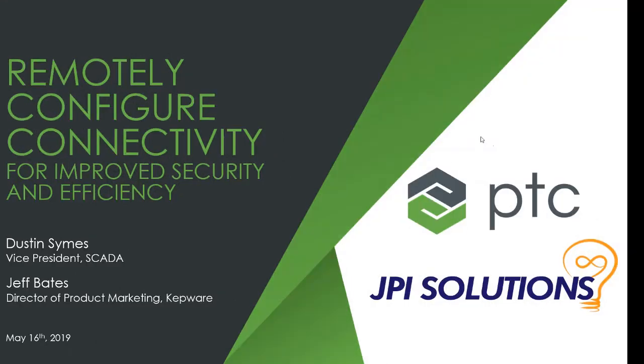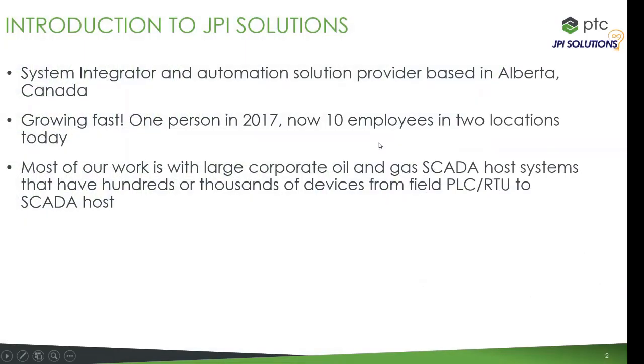My name is Dustin, and I'm with JPI Solutions. We are an Industry 4.0 system integrator based in Alberta, Canada. We work with oil and gas customers, helping them get data from field to corporate. We have recently experienced good growth as a new company, growing from 1 person to 10 in just about 2 years. Our experience with OPC servers and connectivity goes back to 2012.